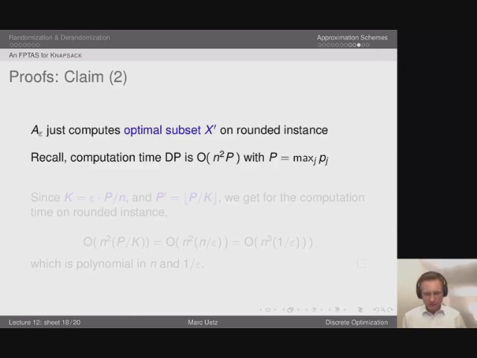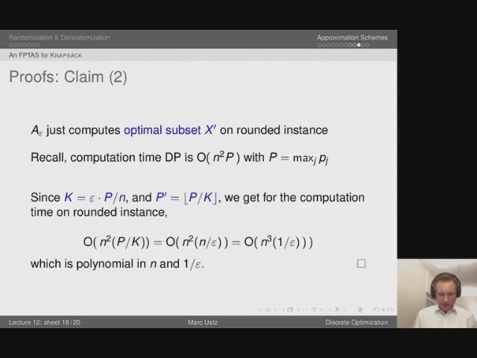Now quickly the computation time. Essentially, I explained it already. So remember that the dynamic programming algorithm has a computation time n squared times P, where P is the maximum profit that appears among all the items. And now we have chosen the right scaling parameter k, right? So the new maximum profit value in the rounded instance is this capital P divided by k, which is exactly equal to n divided by epsilon. So hence, if I look at the computation time in the new rounded instance, this P divided by k is n divided by epsilon. And in total, I have a computation time of n to the 3 times 1 over epsilon, which is obviously a polynomial both in n, the number of items, and the desired precision.